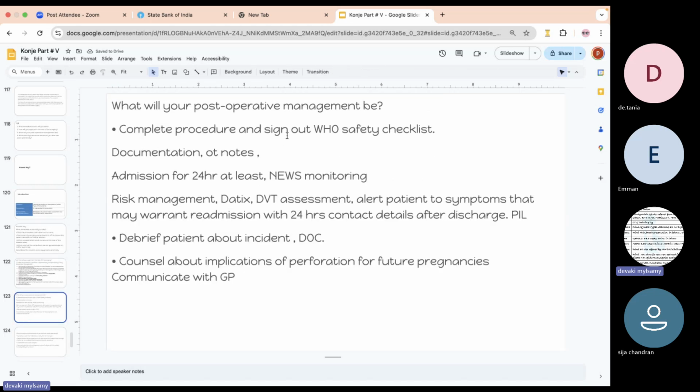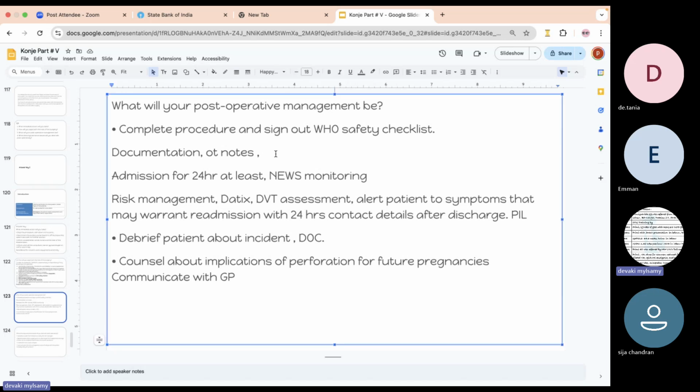Complete the procedure. Now the third question, post-operative management. Complete the procedure and sign out WHO safety checklist. Documentation is very important. OT notes are very important. Complete all documentation. If product needs to be sent for HPR, you will send it for HPR.